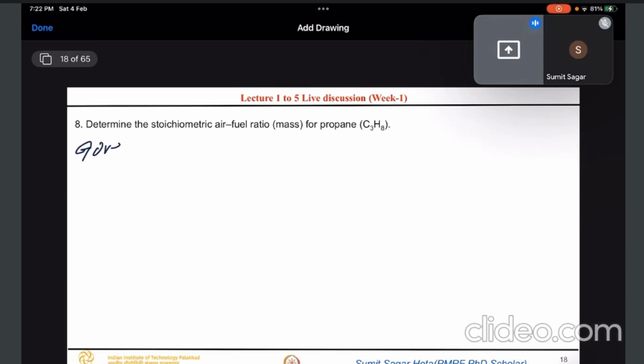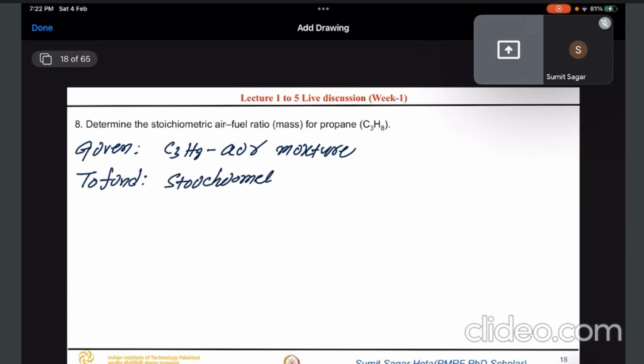Now, here, given is a C3H8-air mixture. So find the stoichiometric air-fuel ratio on a mass basis.